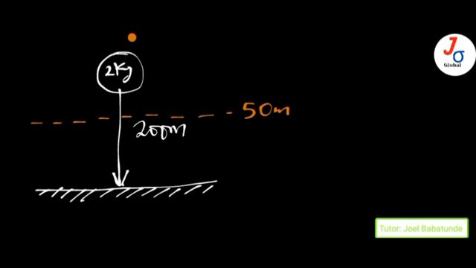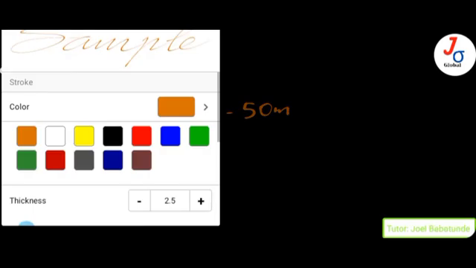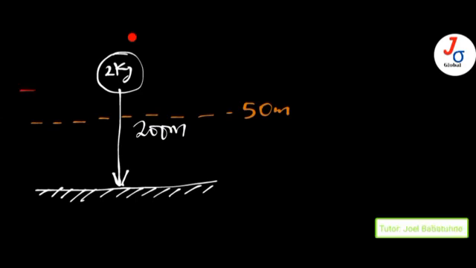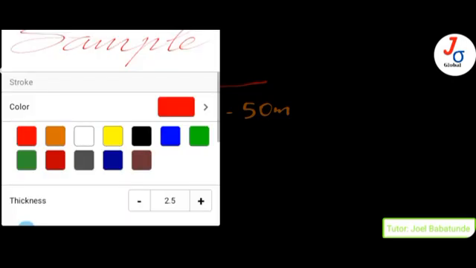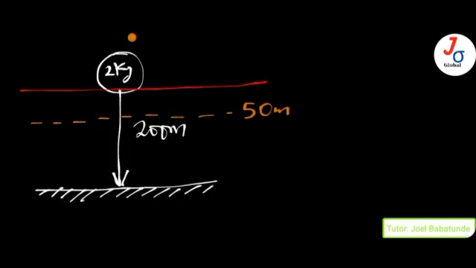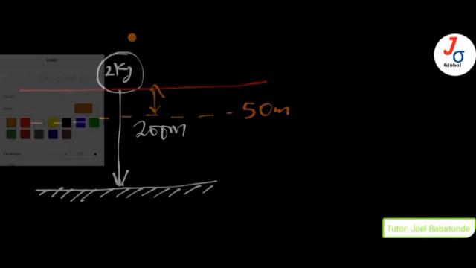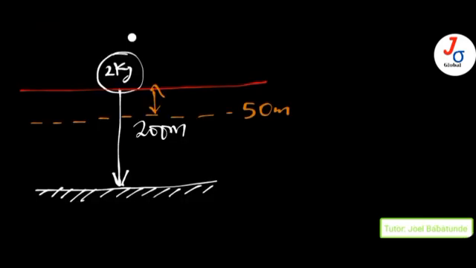This is the maximum height. So from here to here is 50 meters. Then the 200 meters is from here to here. So just from here to here is 50 meters. So what is the kinetic energy used up?